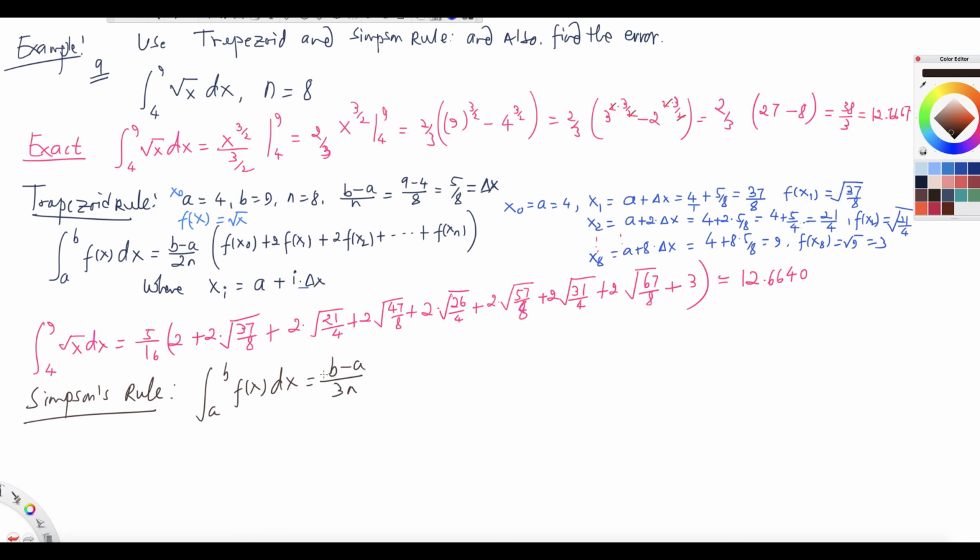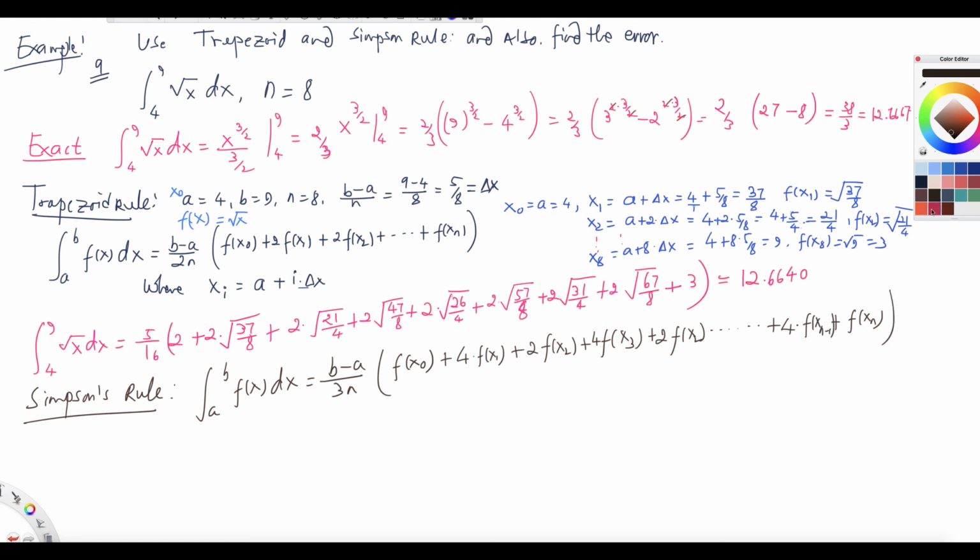It is 3n now. Okay. And then you have, the first one will be f of x0. And second will be, if it is odd, 4 times f of x1. If it is even, it will be 2 times f of x2. For odd, 4 times f of x3, plus 2 times f of x2, and so on. And then plus the last one will be even, so that will be f of xn, right? Before that it will be odd, so it will be 4 times f of x n minus 1. That is the formula, right?